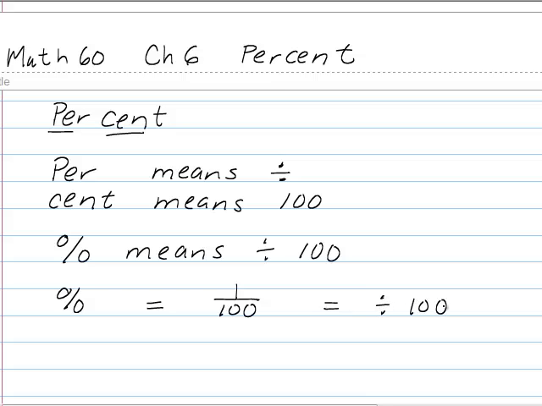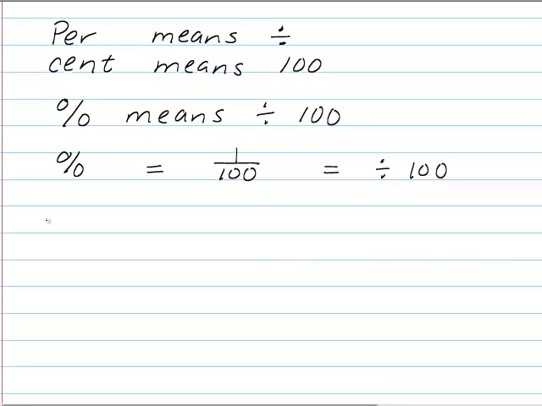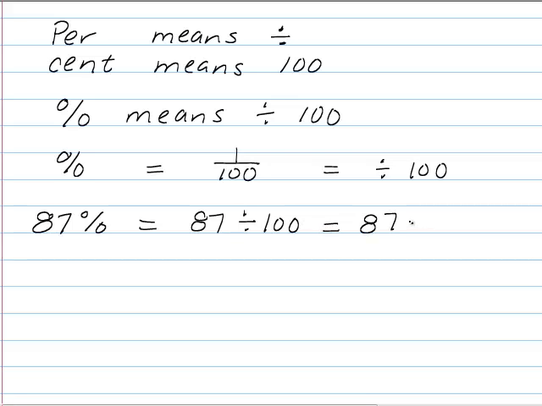So if we have something, say, let's look at 87%. If I remove the percent symbol, that would be equal to 87 divided by 100. We know 87 divided by 100 is the same thing as 87 multiplied by 1 over 100, which of course is the same thing as 87 hundredths. And we know 87 hundredths is also 0.87.